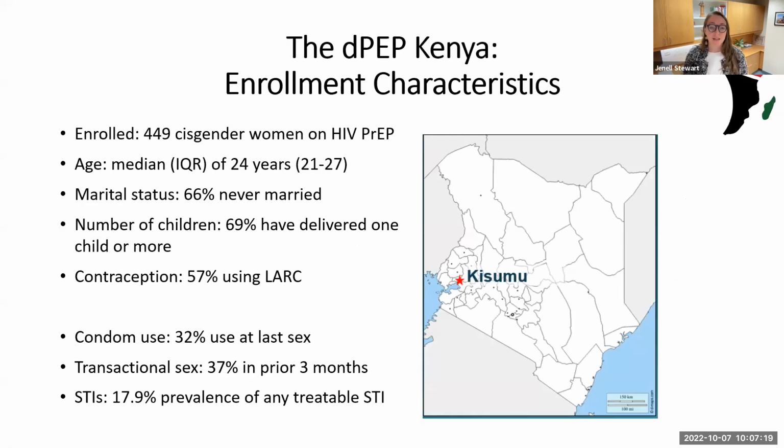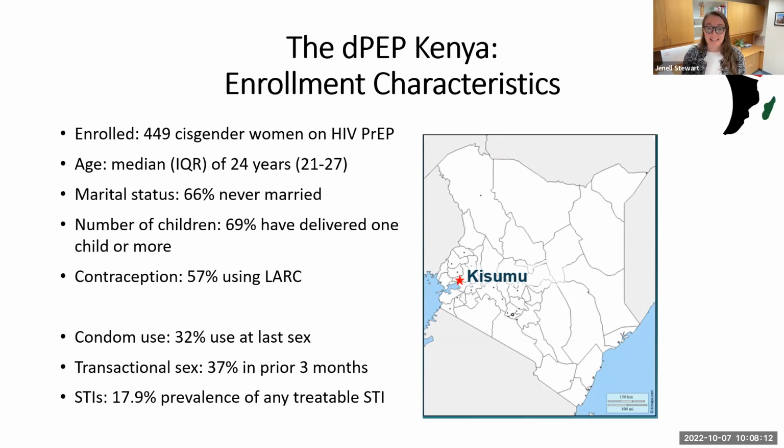Okay, so as I mentioned, I don't have results for you today as the study is still ongoing, but I can tell you a little bit about who enrolled in this trial. We enrolled from February of 2020 until November of 2021, and we enrolled 449 cisgender women taking HIV PrEP. This is a fairly young cohort with a median age of 24, with more than 60% under the age of 25. Most people had never been married, and most people had had a child prior to enrollment, with about 70% having delivered one child or more. And we had 57% taking a long-acting reversible contraception, with around 38% not using any contraception. We did not require contraception for enrollment in this trial.